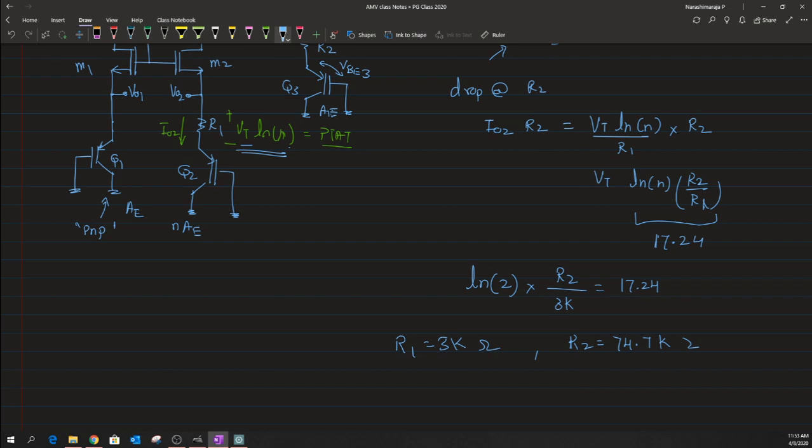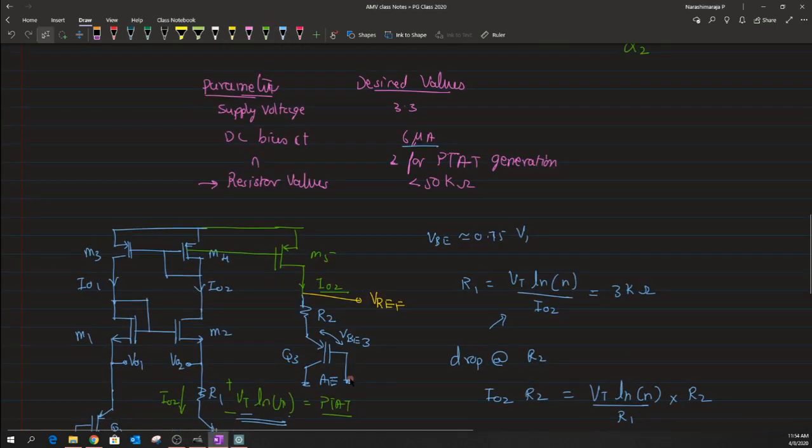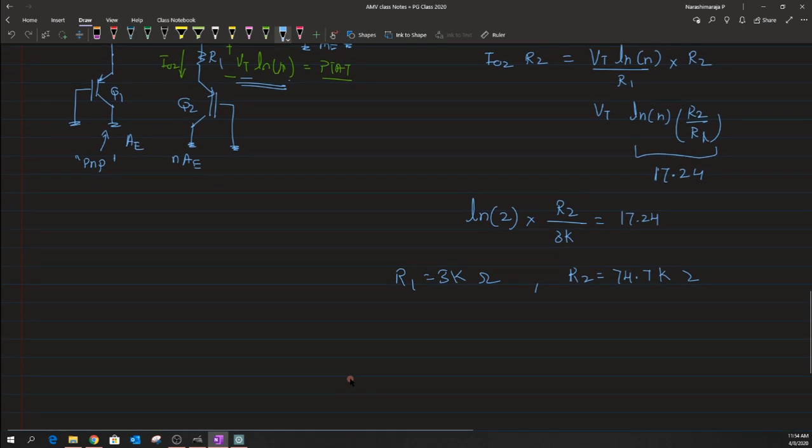Now in this case, one has to re-verify the constraint. The constraint states that the design is supposed to have resistor values lesser than 50k, but one could see here that the resistor value that we have achieved goes above 50 kilo ohm.